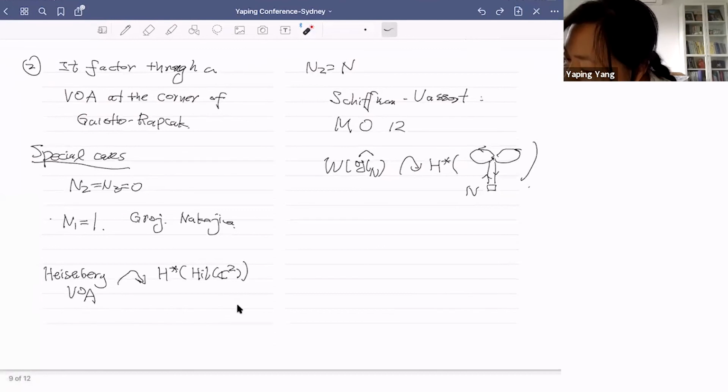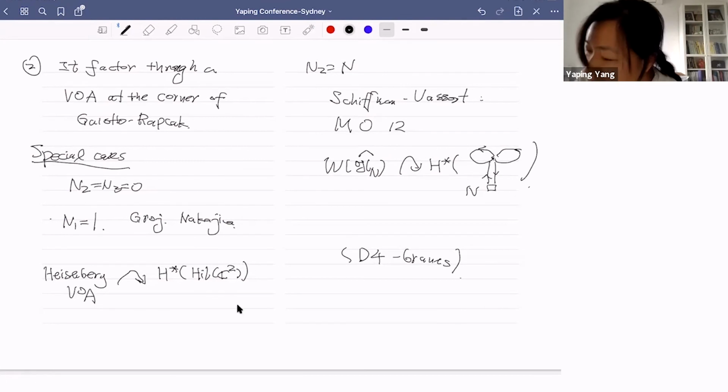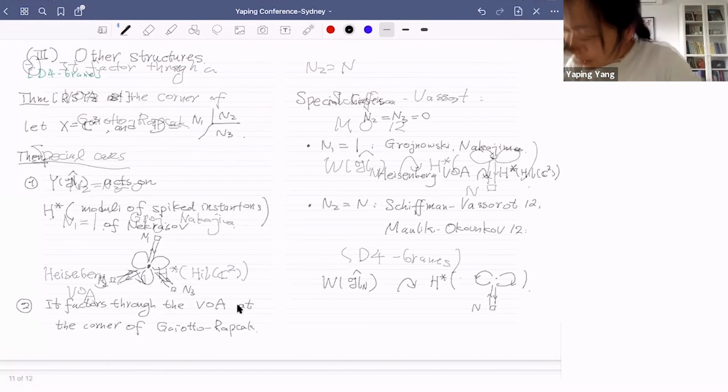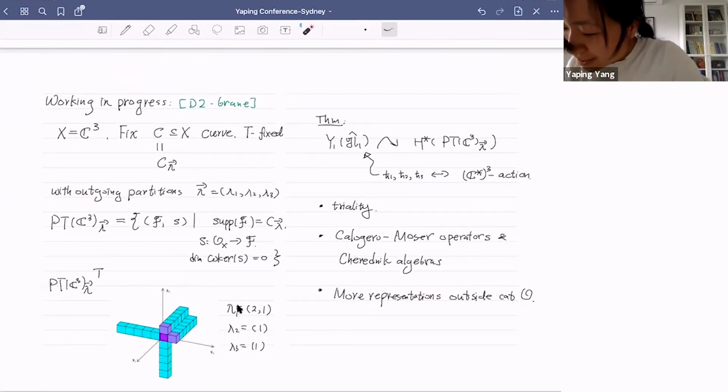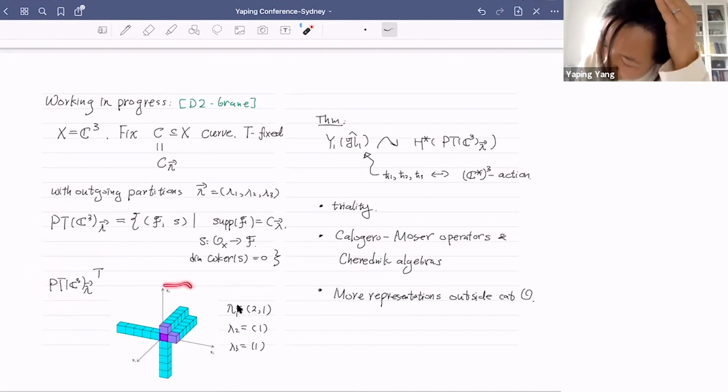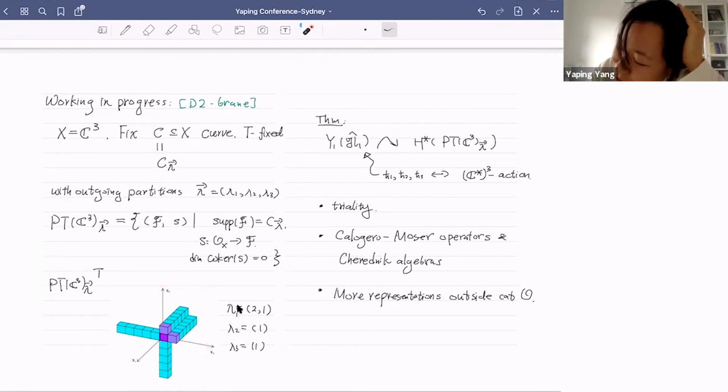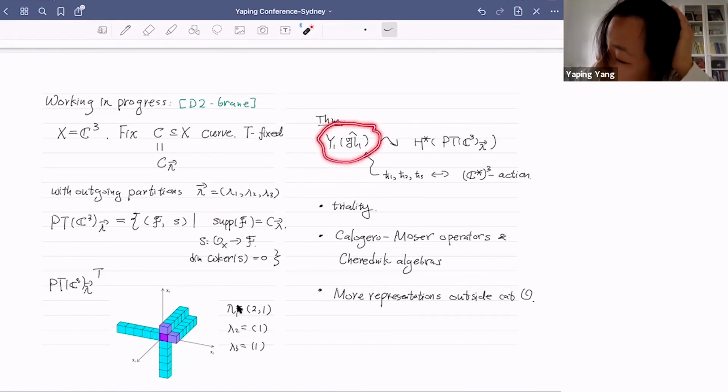So this is the so-called D2 brane, D4 brane picture. And I will quickly show you a slide, which is the situation for the D2 branes. So now, if I consider the PT moduli with some fixed asymptotics, I can consider the PT moduli space whose torus fixed points are given by boxes, and I can fill in the boxes in these PTs. The theorem, which is still work in progress, is that the Yangian acts on this cohomology of the PT.